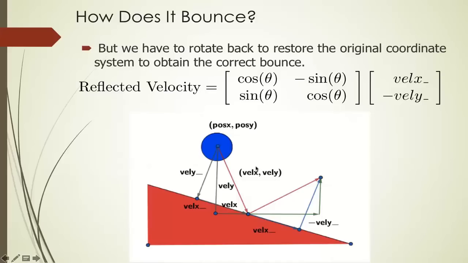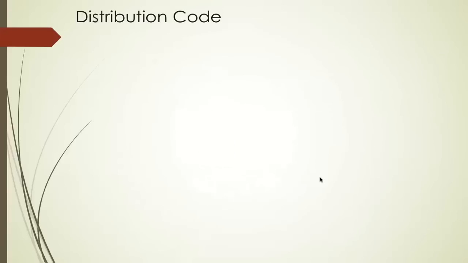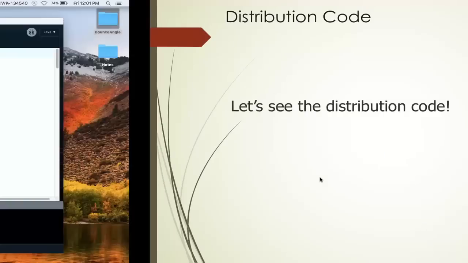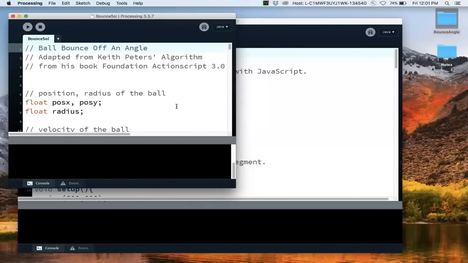So once again, I rotate the velocity x, velocity y to get the easy vel x underscore, vel y underscore. I negate it in the easy coordinate system, then I rotate it back to obtain the original bounce velocity. So that's it. Geometrically, that's a very simple solution. Let's look at the distribution code. Again, this is available on the website.